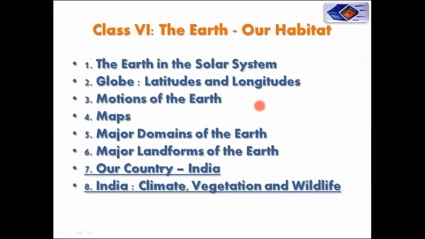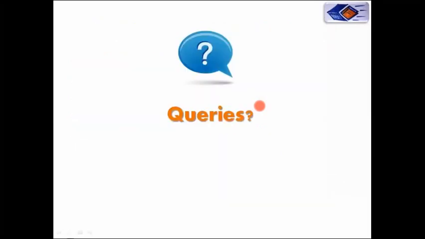So with this, we completed the 6th class geography lesson, the Earth our Habitat. All the lessons, 1 to 8, are completed. Next, we will go to the 7th class geography textbook. Gradually, one by one, we will be able to complete all the textbooks of geography from 6th class to 12th class. Stay tuned to this YouTube channel.